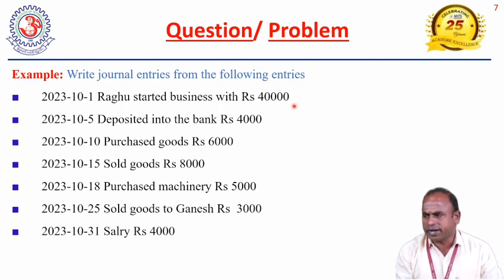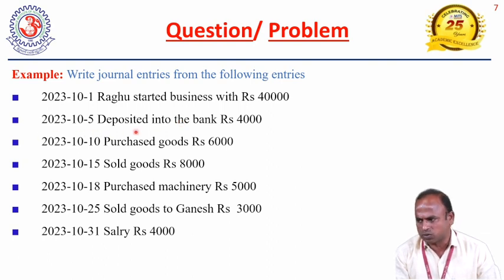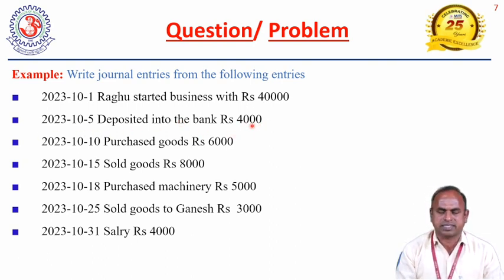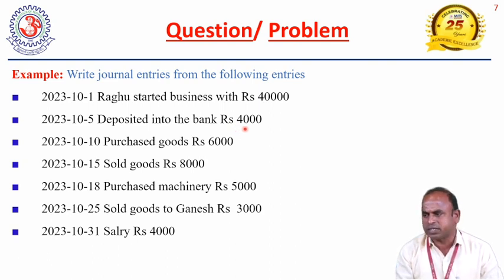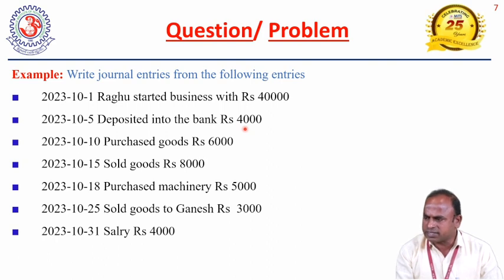The second transaction explanation: the date is 2023 October 5th, deposited into the bank rupees 4,000. So this is the transaction. First you read out the transaction, that is deposited into the bank rupees 4,000, and then you identify what the two aspects are in this transaction. So in this transaction, the two aspects are cash and bank. The cash is a real account, bank is a personal account.